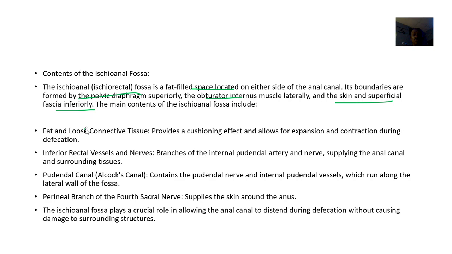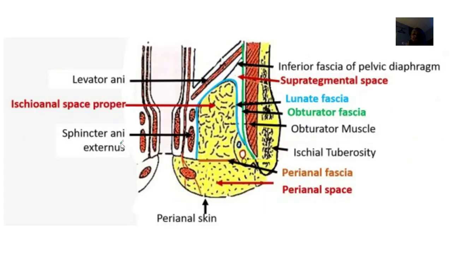So the ischioanal fossa contains what? The fat and loose connective tissues. They basically provide a cushion effect, allowing for expansion and contraction during defecation. There we have the inferior rectal vessels and nerves. Of course, you can see everything there.